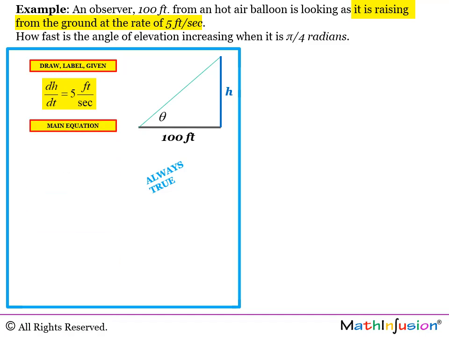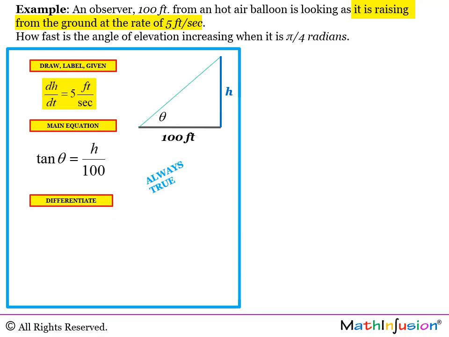What is the main equation? Because we have theta, it must be some trigonometric function. If you see, there are two known sides, 100 feet and h. So to connect that, we have to use the tangent function or the cotangent function. But the tangent is okay. Tangent theta is h over 100.